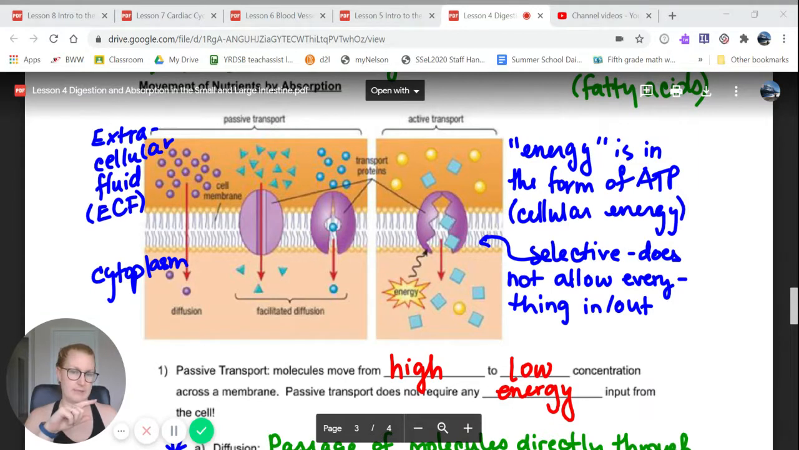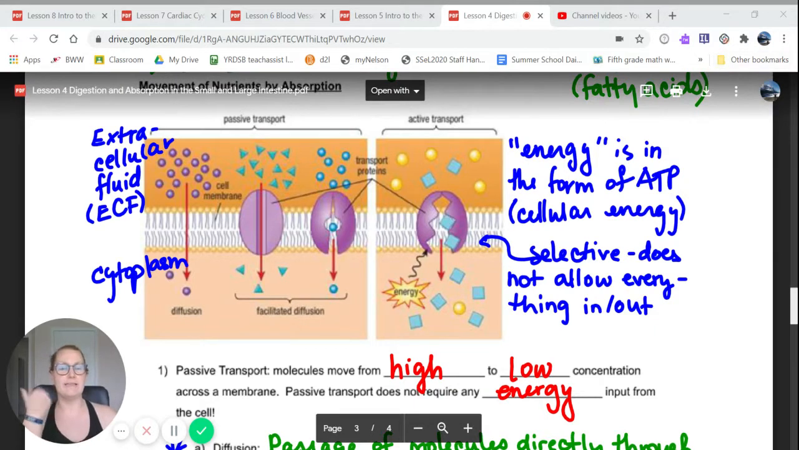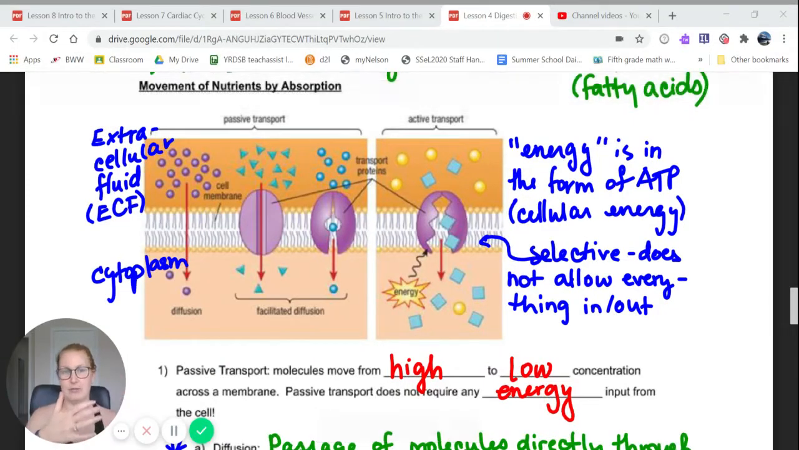In active transport, we have the expenditure or the spending of energy. And I mentioned here it's in the form of ATP, which is cellular energy. I mentioned that in a prior lesson. And this is also very selective. So in both scenarios, it's not that just anything can get through these barriers. It's very specific.